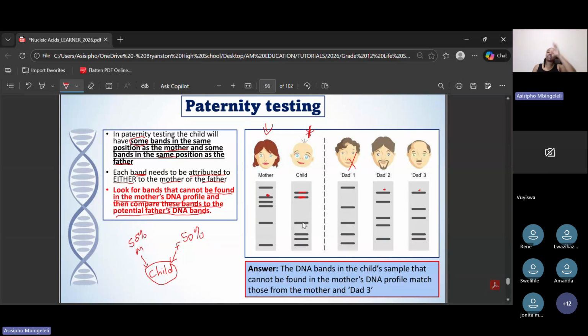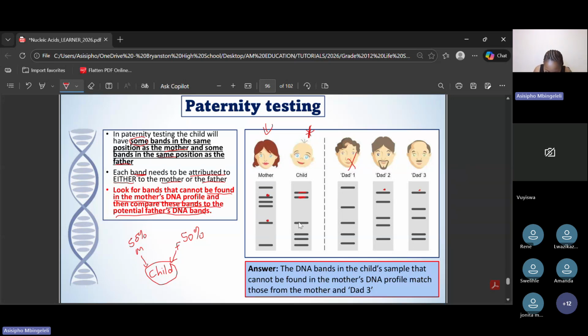Remember, where do we start? With the mother. So is this band found in the mother's profile? Yes, there it is. So do we look for this band in one of the fathers? No, we don't. I don't want you to be confused and say, okay, this band is in the same line as this one in dad 1. We already found it in the mother. We don't even look at what is happening with the dads.